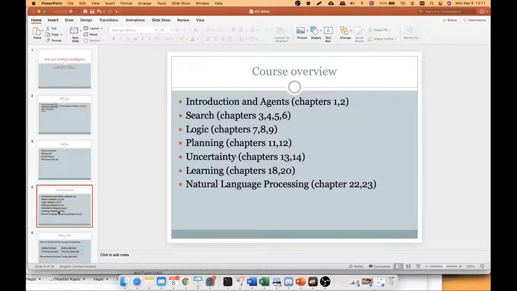Again, we have an outline, like the agents first. So the first couple of chapters are covering the agents, and we are going to cover what is an agent. Maybe if you already watched the movie The Matrix, you are already familiar with the agent Smith. So what is an agent? What is an artificial intelligence agent? We will cover these terms in the first two chapters.